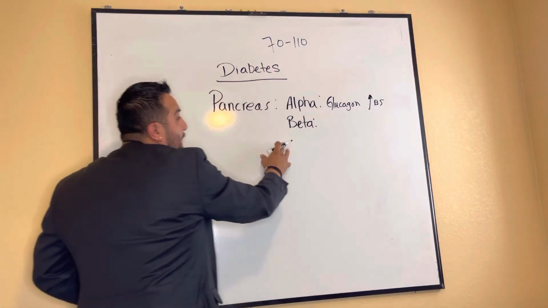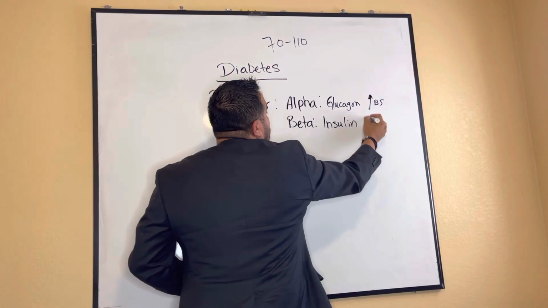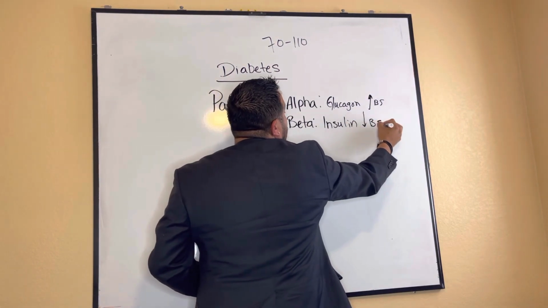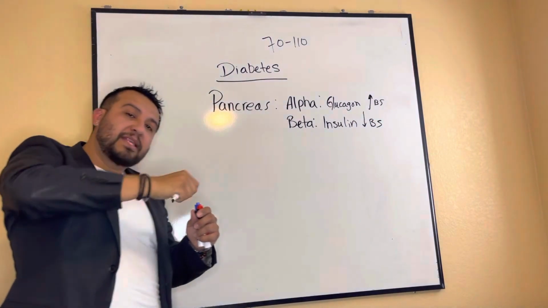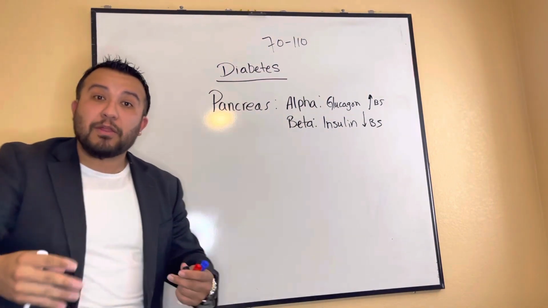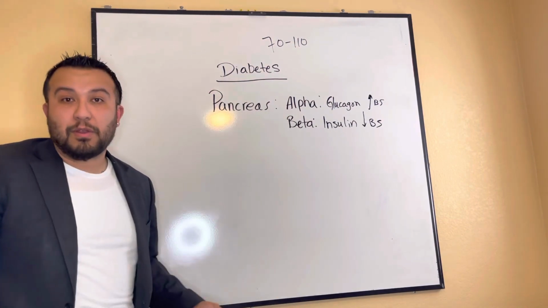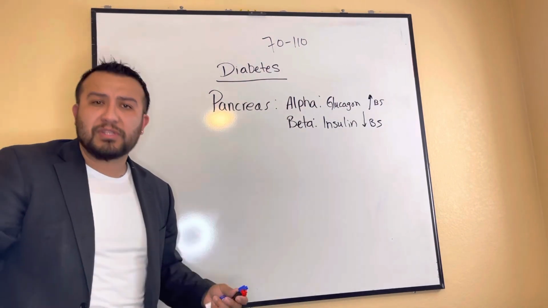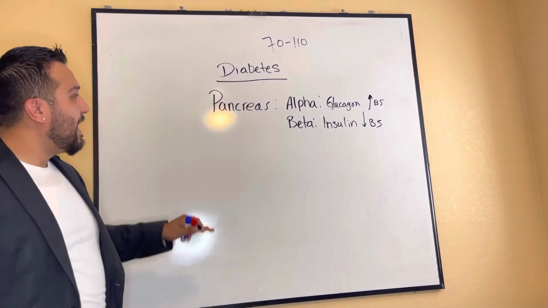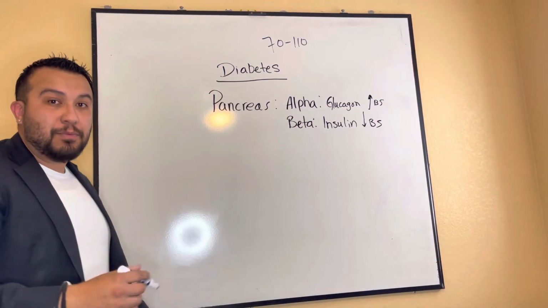So again, your alpha cells release glucagon, which increases blood sugar levels by converting glycogen into glucose. And then we have our beta cells, and the beta cells release a hormone known as insulin. And insulin decreases blood sugar levels, kind of working like a key that opens up the cell and allows the glucose to go inside, and then the cell utilizes the glucose for metabolic function. These are the two hormones that we're going to be discussing in diabetes, type 1 or type 2.